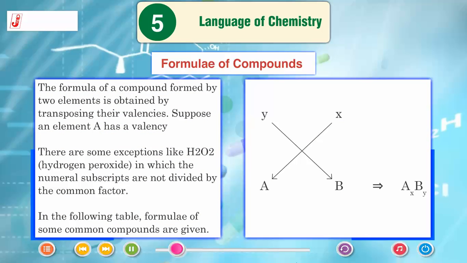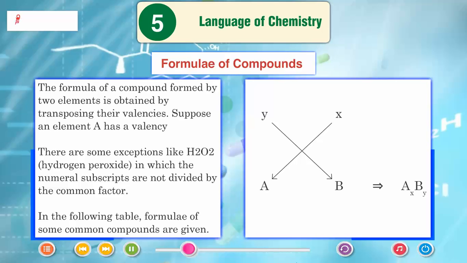The formula for a compound formed by two elements is obtained by transposing the valencies. Suppose an element A has a valency Y and element B has a valency X, then the compound formed between A and B will have the formula AXBY. The subscripts should be divided by a common factor, if any. There are some exceptions like H2O2, hydrogen peroxide, in which the numeral subscripts are not divided by the common factor.